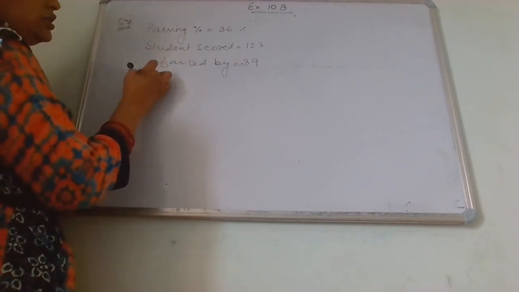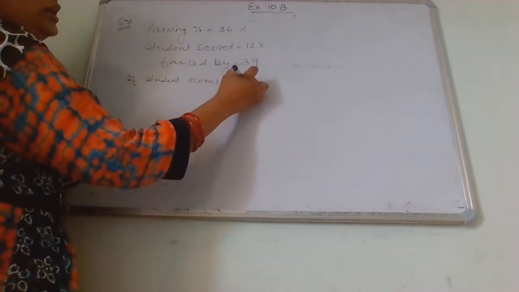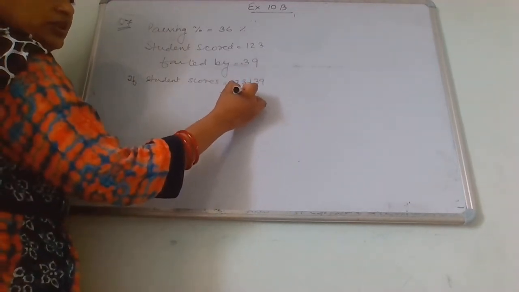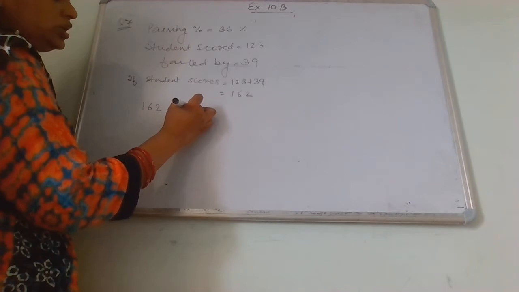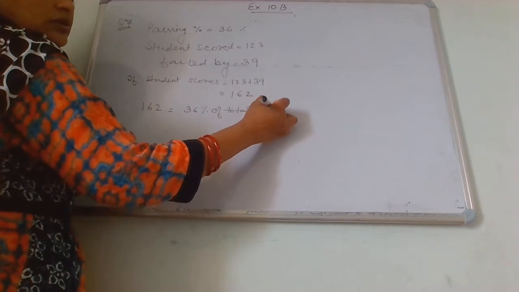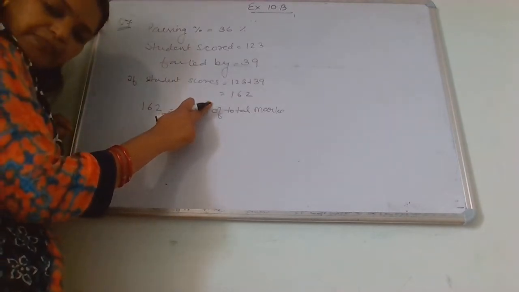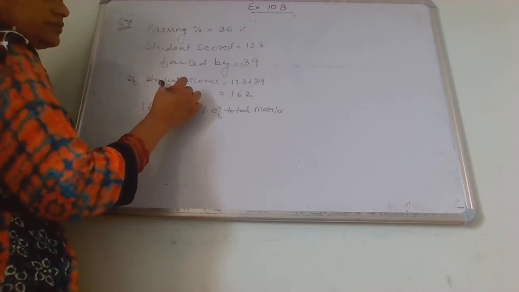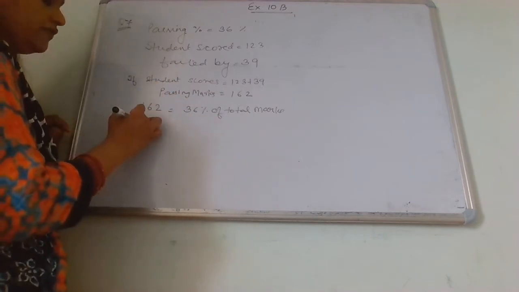So now if the student scores 123 plus 39, that is equal to 162. So 162 is equal to what? 36% of total marks. Because if we are adding 39, that will be the passing percentage. If the student scores this, this is equal to passing marks. So both are equal, and now I will solve.